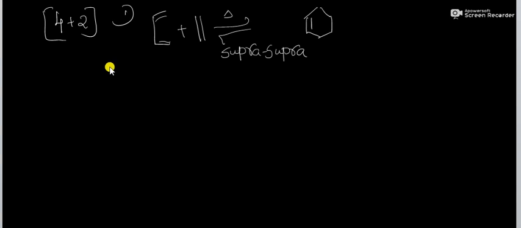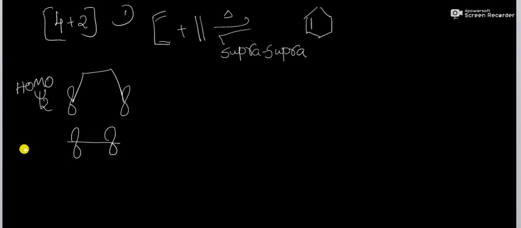The next cycloaddition reaction is the famous Diels-Alder reaction, the 4 plus 2 cycloaddition reaction. This is the reaction of diene and dienophile in the presence of heat undergoing supra-supra addition. So the HOMO of one reactant and the LUMO of another reactant. The HOMO of one reactant in the case of the C4 system, which is the HOMO. Psi2 is the HOMO.